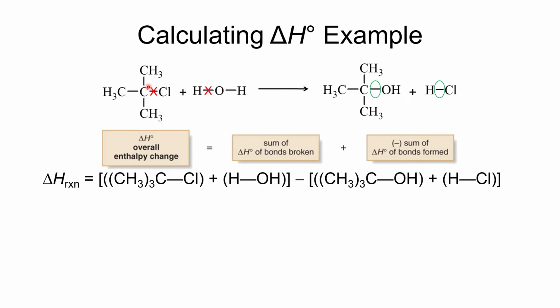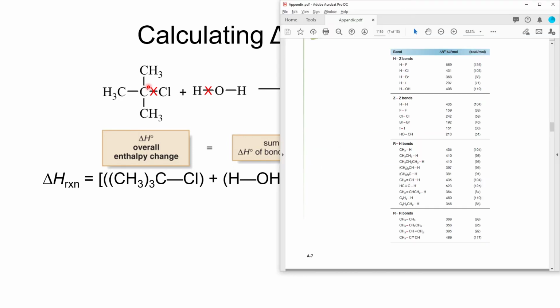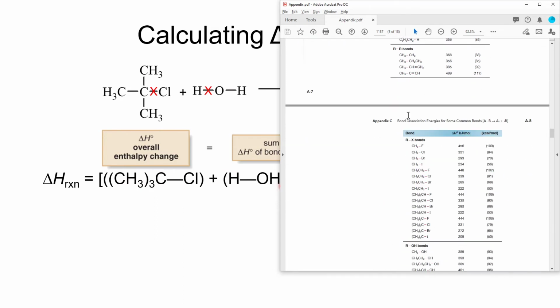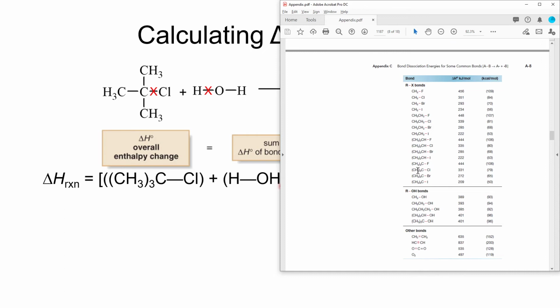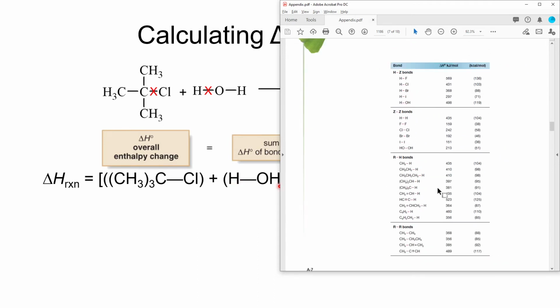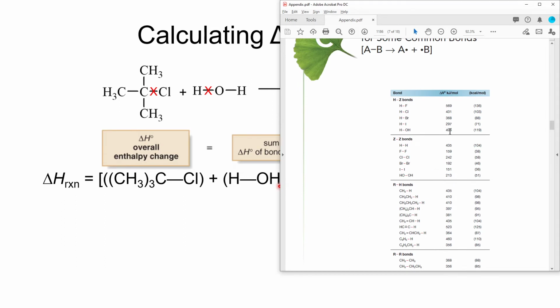So what I want to do is open up the appendix that has these values in it, and we're going to look for our carbon-chlorine bond where it's a tertiary carbon. All right, so these are hydrogen, and there it is. So (CH3)3CCl, and that one is worth 331 kilojoules. So you might want to jot that one down. So 331 kilojoules. And then an HOH, that is the hydrogen-oxygen bond in water, and it's worth 498. So that one's worth 498.